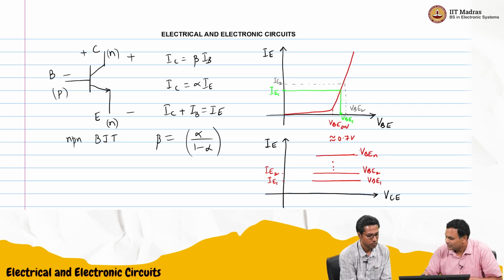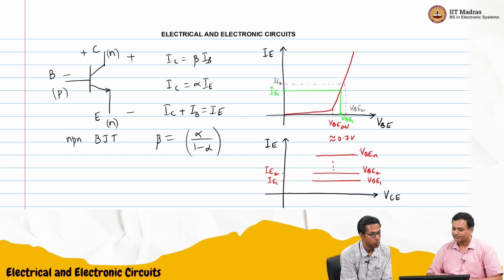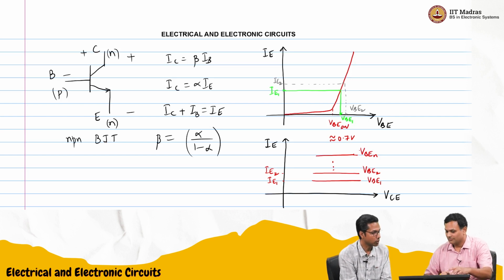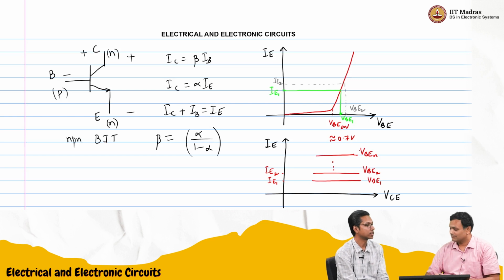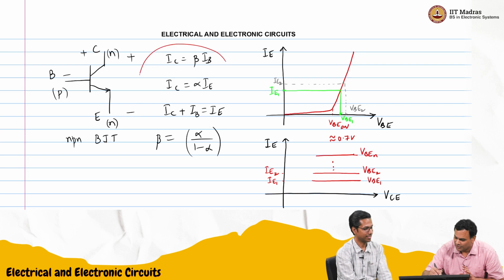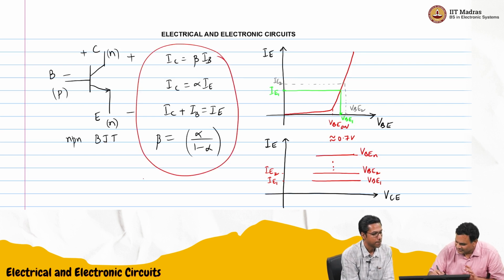But if I keep reducing this, I have not completed the curve. Something should happen, otherwise we are just plotting flat curves. So at some point, that junction will become forward biased. And if the junction becomes forward biased, this device will not work properly. Then these equations are not valid, or not fully valid.